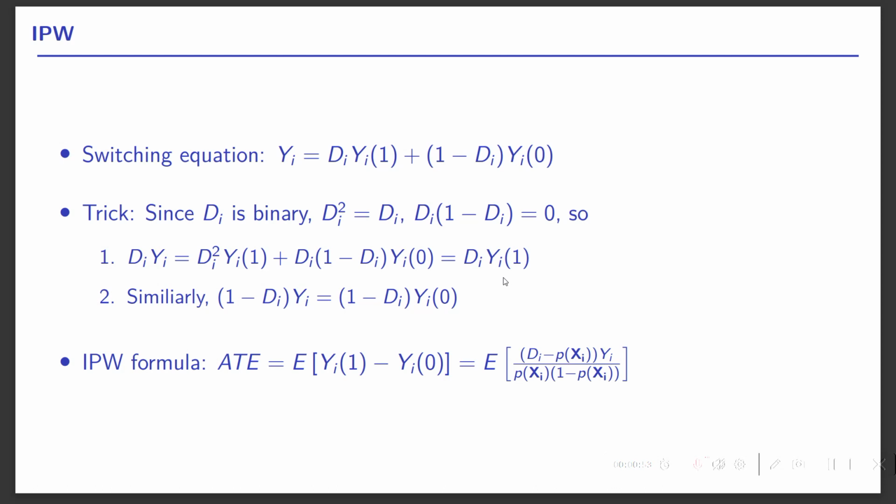It will always give you your treatment status multiplied with a potential outcome corresponding to treatment. Similarly, 1 minus di times yi gives you 1 minus di times yi0. And this brings us to the inverse probability weighting formula. We can find the average treatment effect with this slightly arcane looking formula. So let's bring some light into this matter.